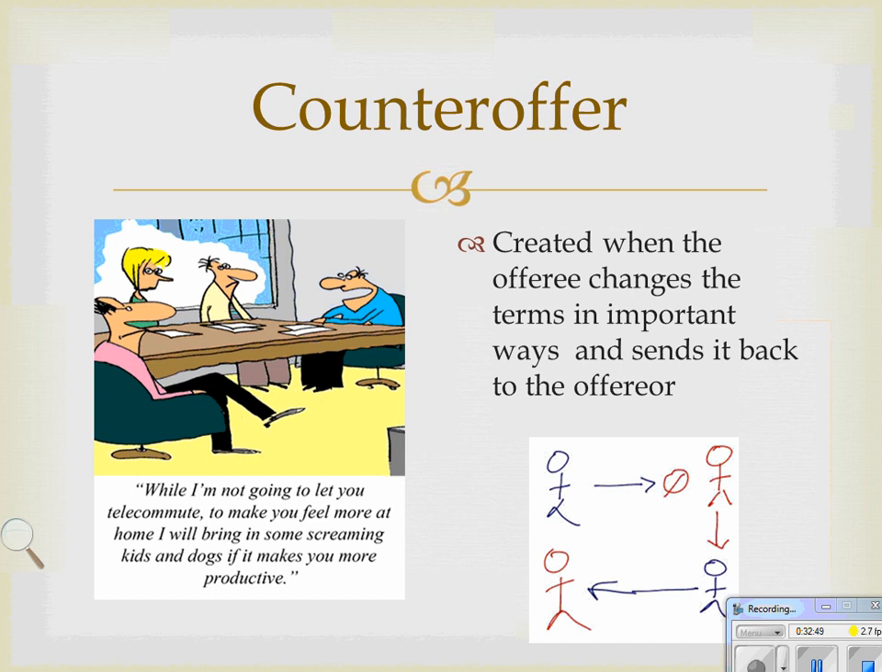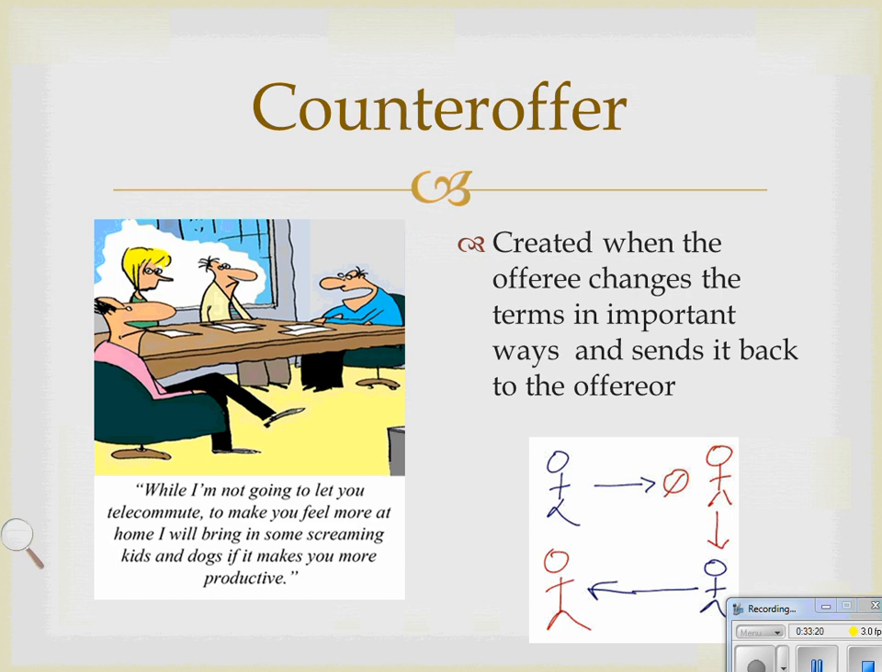In this example here, it says, well, I'm not going to let you telecommute to make you feel more at home. I'll bring in screaming kids and dogs. So they're terminating that offer of working from home, but they're saying, here's what we'll give you instead. They're providing a counteroffer. And this example here is called draw the law. This is something you guys will be doing later. We have this blue guy. He's the offeror. He is extending an offer to the red guy.